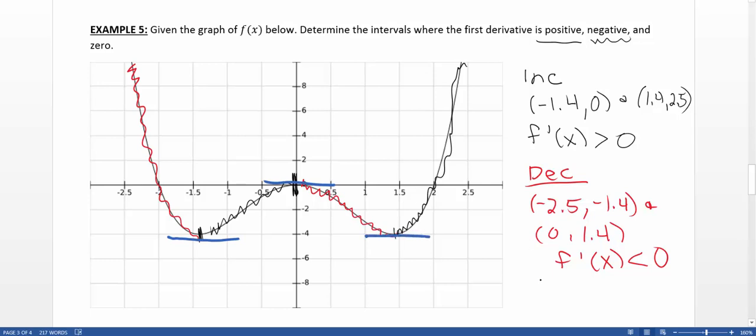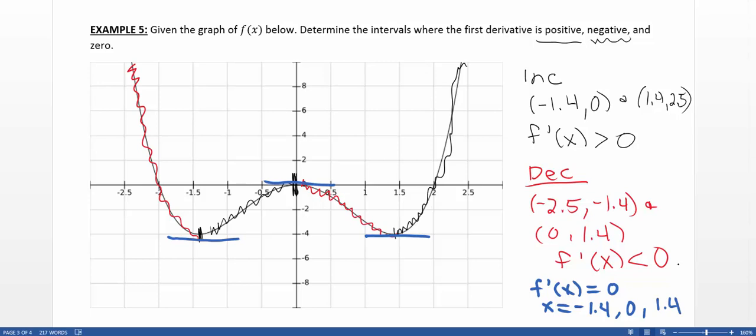And so the derivative will equal 0 at x equals negative 1.4, 0, and positive 1.4, because those are the places we are going to have the horizontal tangent lines.